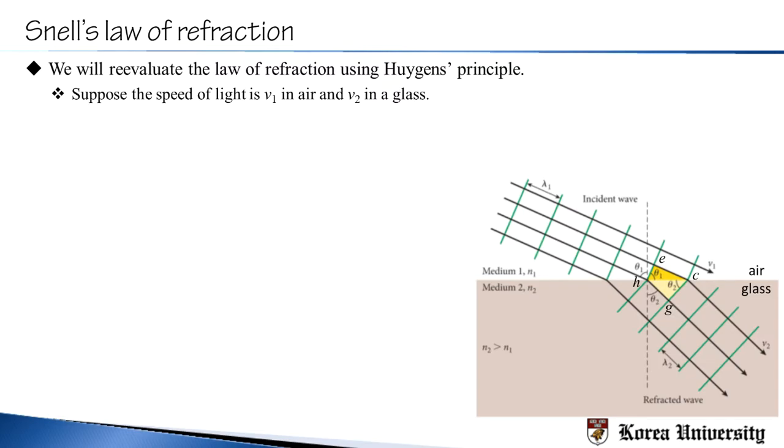Now we are well ready to discuss Snell's law of refraction. This law is called Snell's law because it was Snellius who discovered it. Snell's law of refraction can be discussed based on the Huygens principle. In order to do that, let's assume that the speed of light is v1 in air and v2 in the glass, so they must be different from each other.